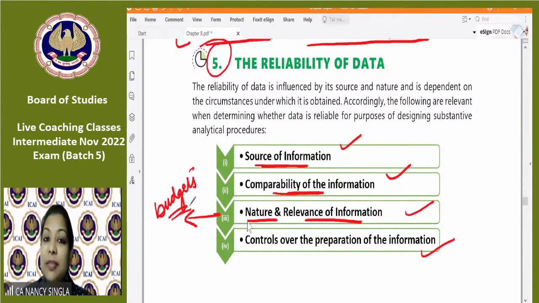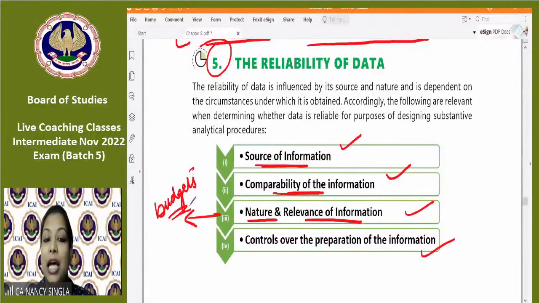Now, if these budgets are based on expectation rather than on goals to be achieved, so that is a correct situation. See, goals can always be aggressive, like I want to achieve a turnover of 100 crore. But expectation is always what? Realistic. So the budget should be based on what? The expectation rather than the goals to be achieved. So that is why the nature and relevance of information.